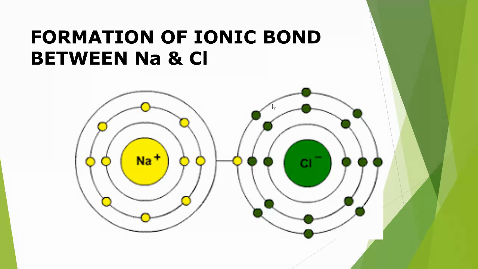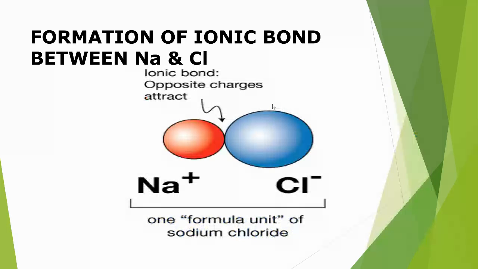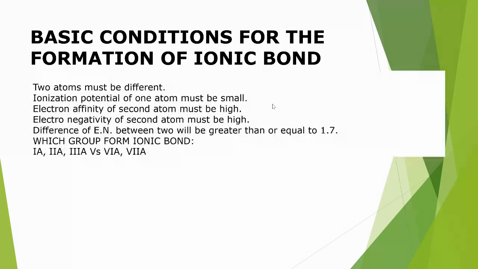Formation of ionic bond between sodium and chlorine as an example. The electron lost by the sodium atom is gained by the chlorine atom to produce a sodium ion and a chloride ion. One formula unit of sodium chloride, as you can see.